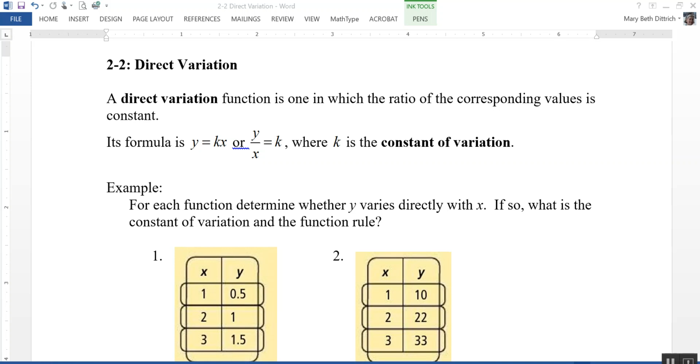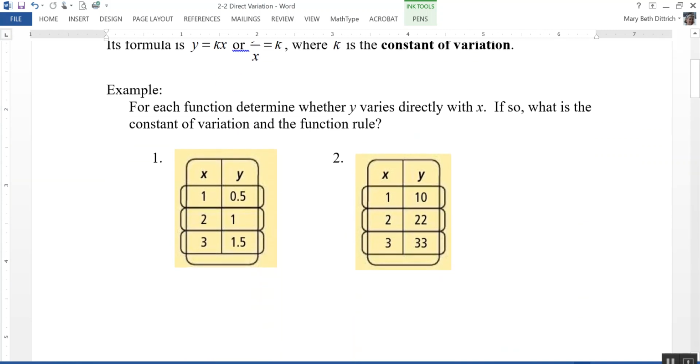Section 2.2 is on direct variation. A direct variation function is one in which the ratio of the corresponding values is a constant. Its formula is y equals kx, or if you divide both sides by x, y over x is equal to k, where k is the constant of variation.